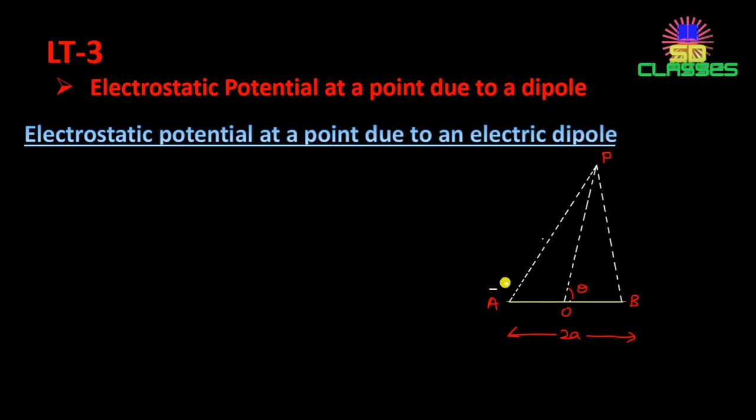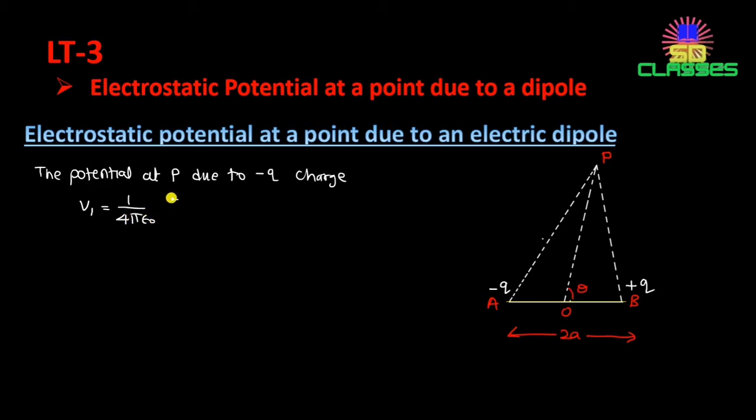Now you want to find out the potential at the point P due to this dipole. Suppose at A we have a minus q charge and at B we have a plus q charge. So the potential at P due to minus q charge will be V1, that is equal to 1 by 4 pi epsilon naught, minus q, the source charge, divided by the distance r1. Suppose this distance is r1 and this distance is r2 and this middle one is your r. This is the distance between the midpoint of the dipole and the point P where you want to find out the potential.